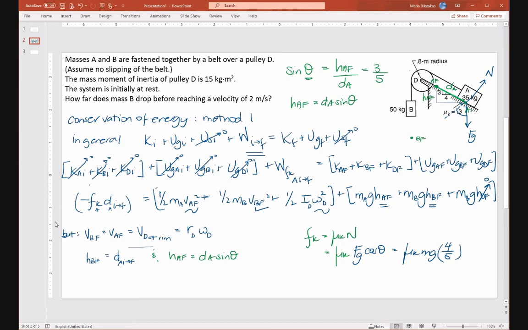Okay, so you need to know that the V's are the same, that these H's are interrelated. They're not independent of one another. Why? Because as B drops, A goes up, and the distance traveled along the incline is related to the height because of the triangle over here. Okay. So with these equations, now we substitute back into here and we solve.